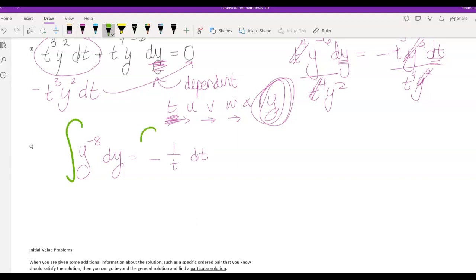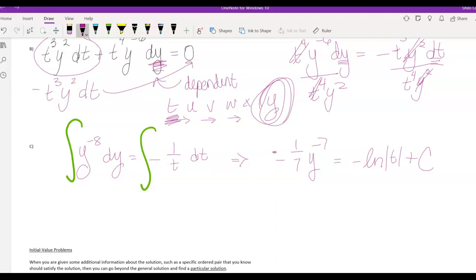And we'll integrate both sides. And get negative 1/7 y to the negative 7 is equal to negative natural log absolute value of t plus c. And since our exponent on our dependent variable here of y is odd, we could technically solve for y if we wanted to. I don't think it's going to make our answer look any better.